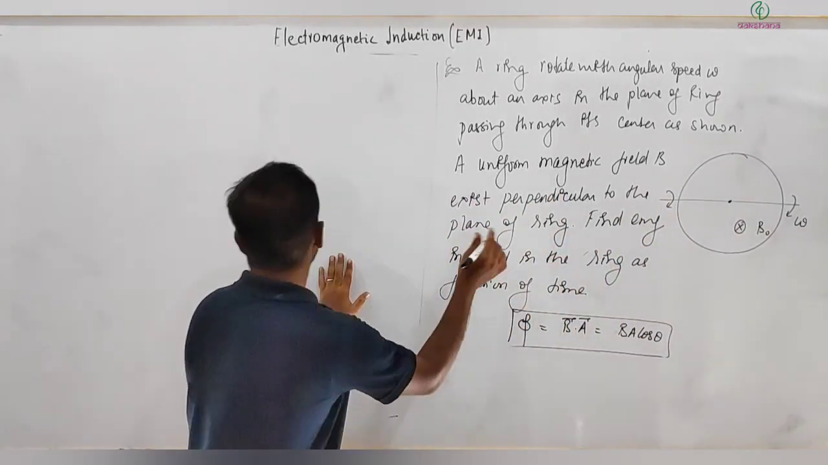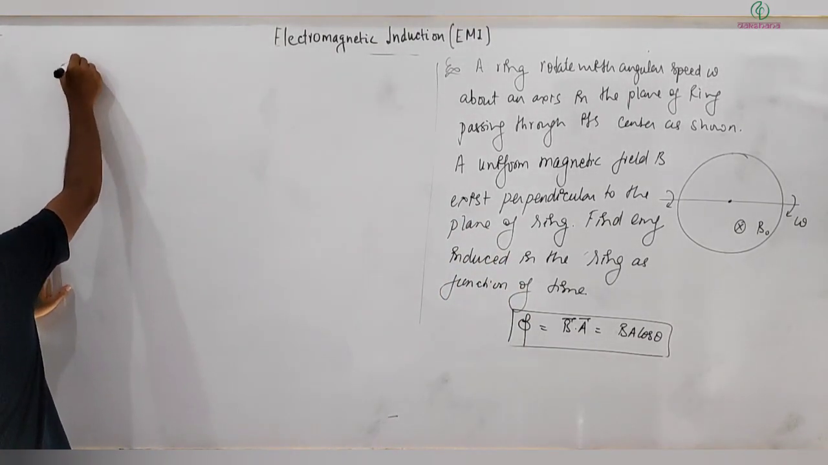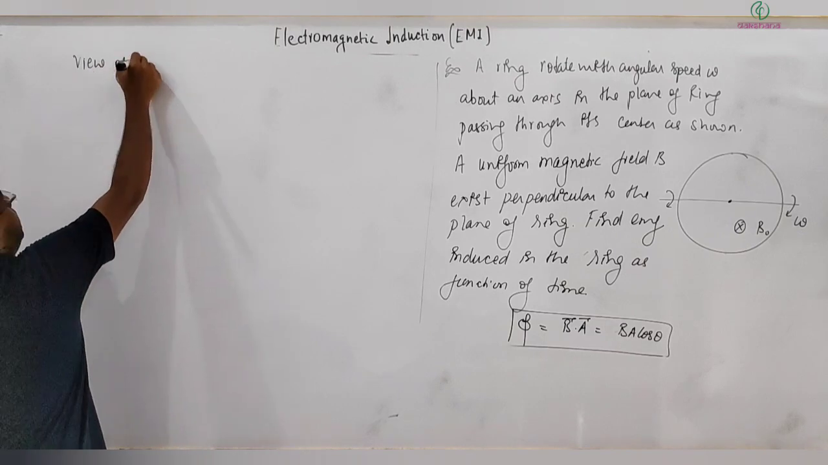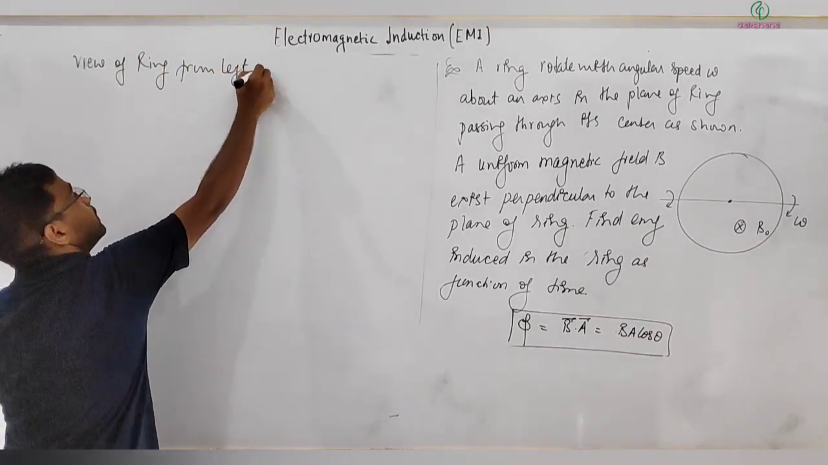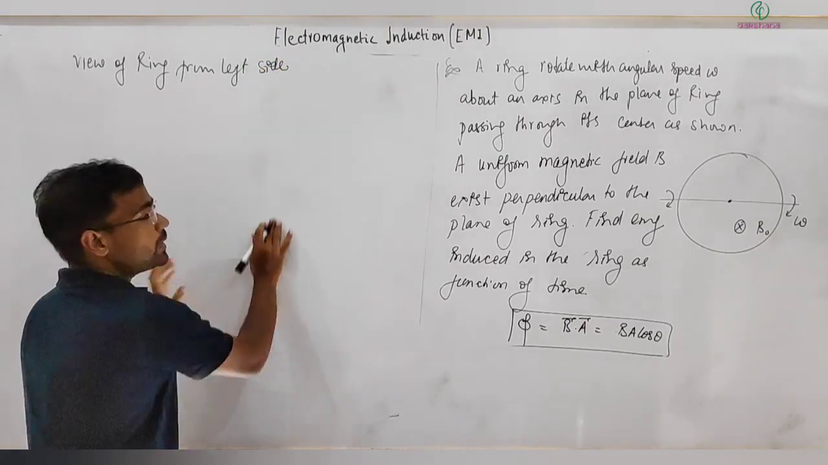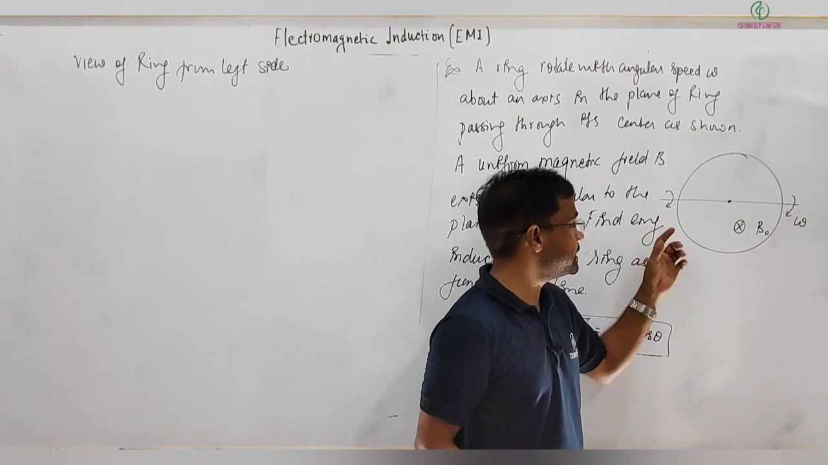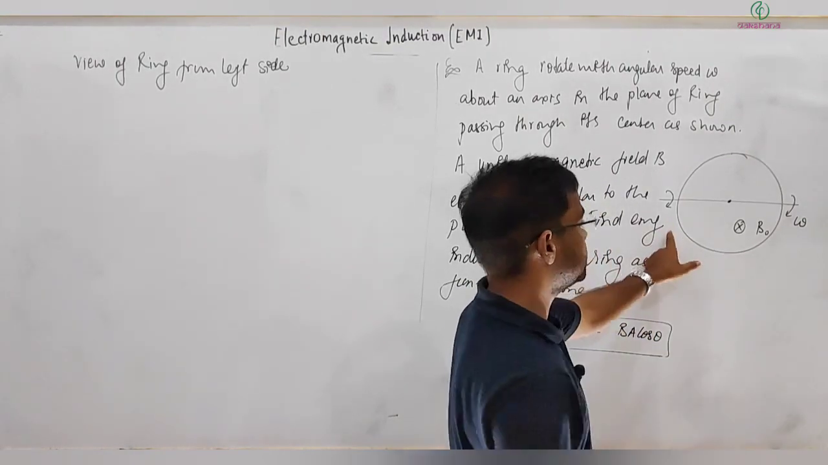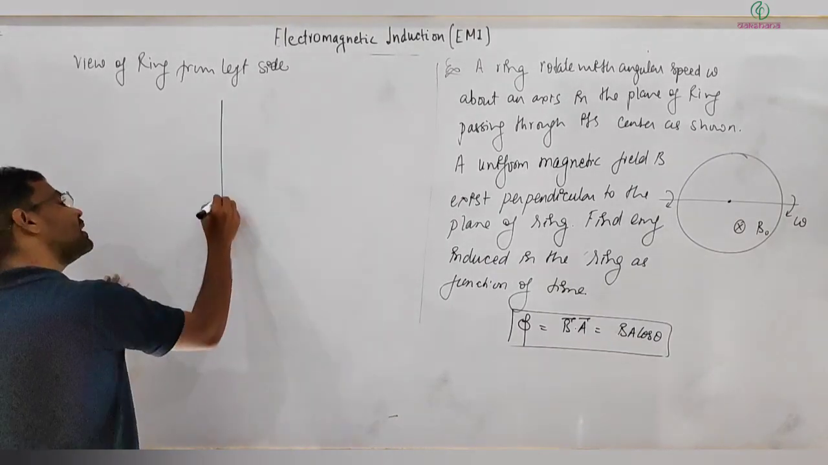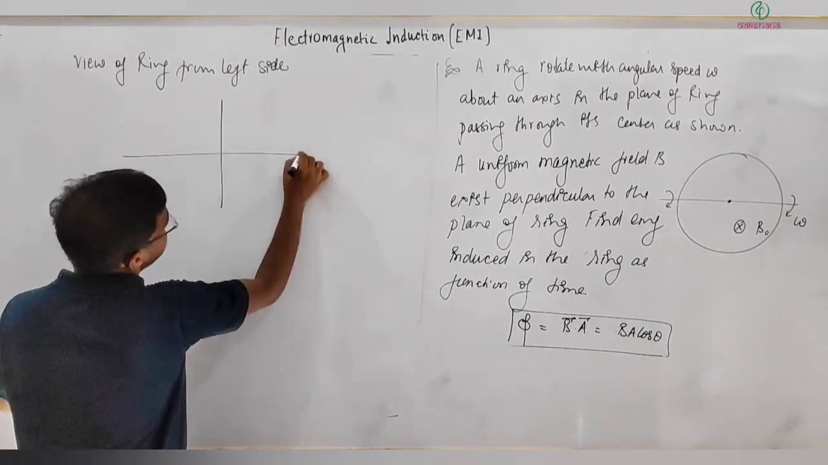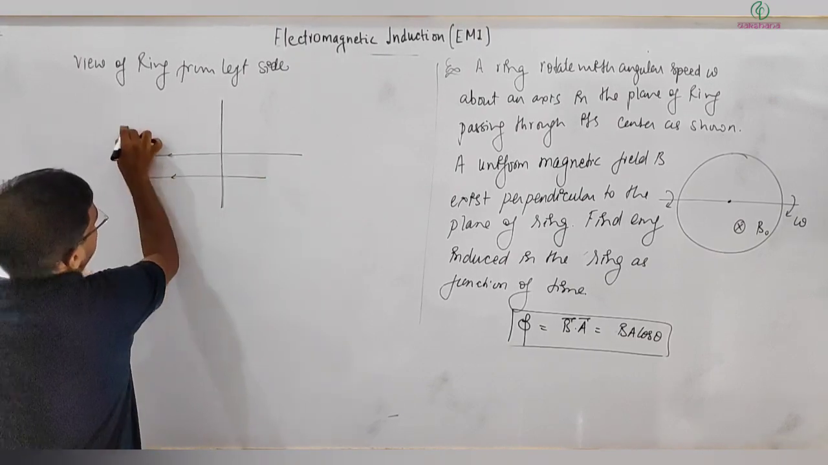So, view of the ring from the left side. If I look at it from the left side, this is the left side, right? So this is like right, left. So this is I mean this side. Then what will happen actually? Your ring will appear like this. This is the ring, and magnetic field is what? Directed inward. So magnetic field is directed this way.